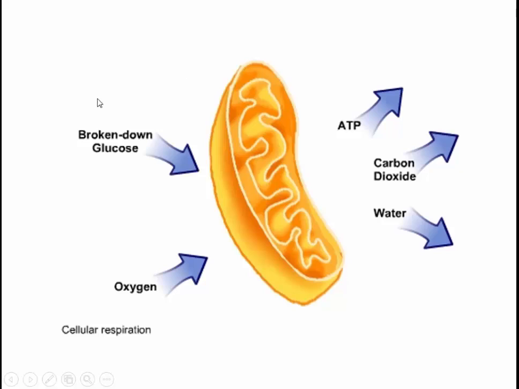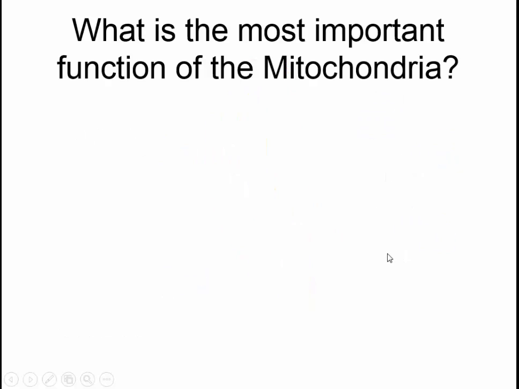So basically what you're going to see is the glucose that's broken down. So that's going from that 6-carbon glucose to the 2 3-carbon pyruvate. We're going to mix that with oxygen. And that's all going to go inside the mitochondria. And we're going to get ATP, so the energy, and then our byproducts of carbon dioxide and water that's coming out. What is the most important function of the mitochondria?